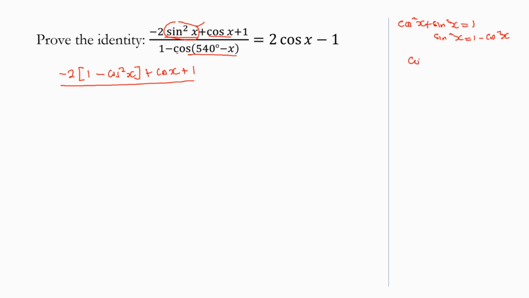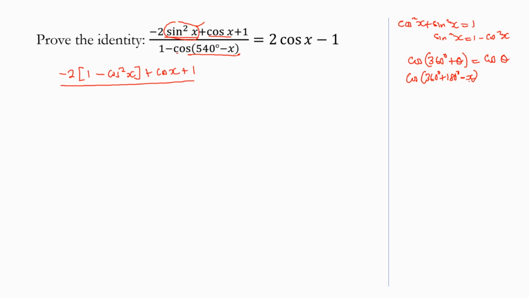Remember that cos of 360 degrees plus theta is equal to cos theta. Now if you check, 540 is one complete revolution plus 180 degrees. So we can say cos(540 minus x) is equal to cos(360 degrees plus 180 degrees minus x). If you check, 360 degrees plus 180 degrees is 540, and then minus x.